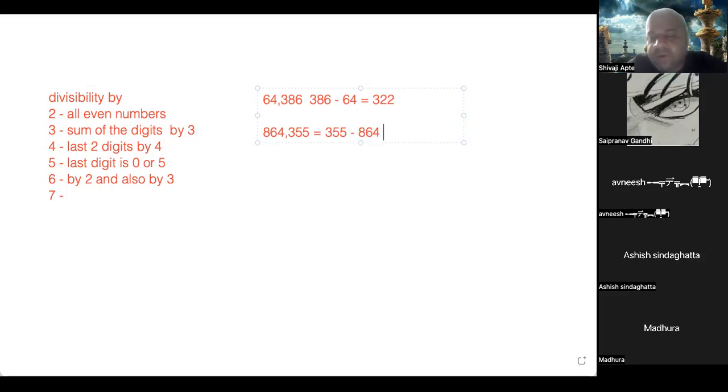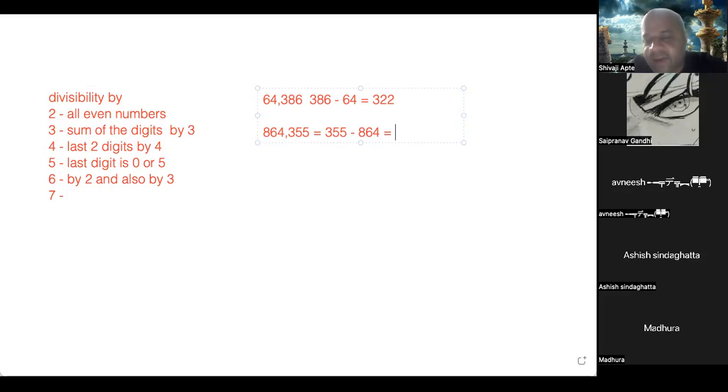It will be some negative number, but it doesn't matter. Negative numbers are also divisible. Just as 8 is divisible by 8, similarly minus 8 is also divisible by 8. Similarly, 7 is divisible by 7, and minus 7 is also divisible by 7. So the negative sign will not matter. So 355 minus 864, we can simply drop the negative sign and then just check.